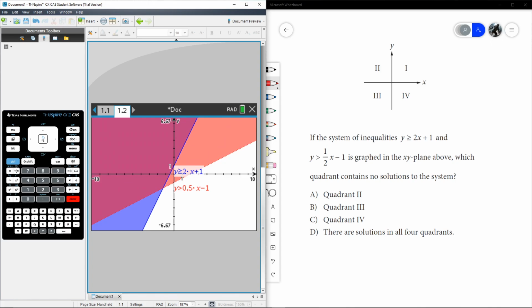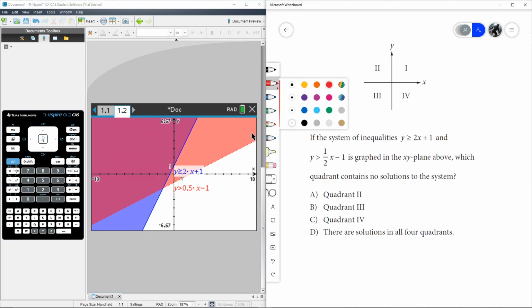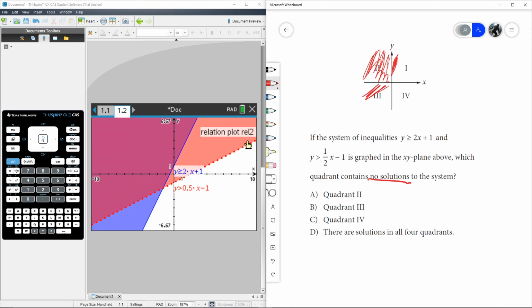And now we have all the solutions for each individual equation as well as the combined. So the red represents the solutions of y is greater than 0.5 x minus 1. Blue represents solutions of y is greater than or equal to 2x plus 1. And where red and blue combine, that's purple. That's where both solutions are. So in this case, we're trying to find which quadrant contains no solutions. So if we look over here, in quadrant 1, there's solutions up here. In quadrant 2, almost the entire quadrant has solutions. In quadrant 3, there's solutions about down here.